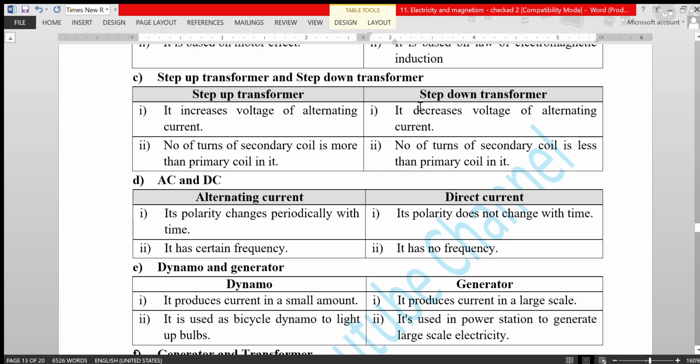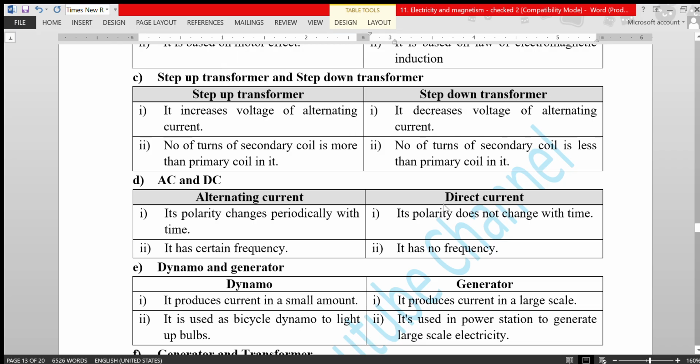Step up transformer and step down transformer. A step up transformer increases the voltage of alternating current; the number of turns of the secondary coil is more than the primary coil. A step down transformer decreases the voltage; the number of turns of the secondary coil is less than the primary coil.